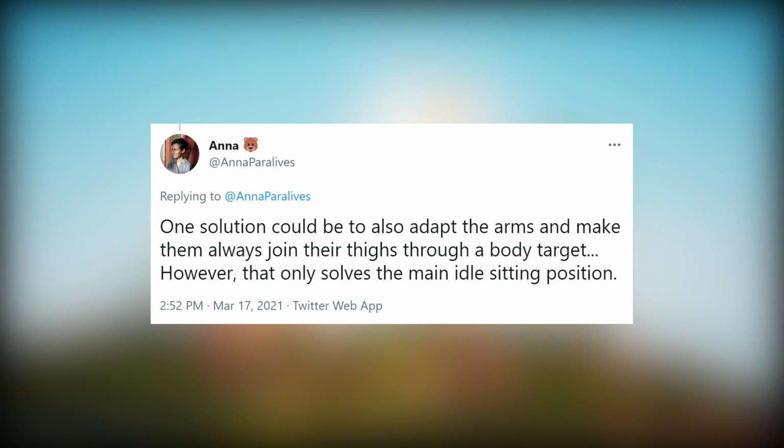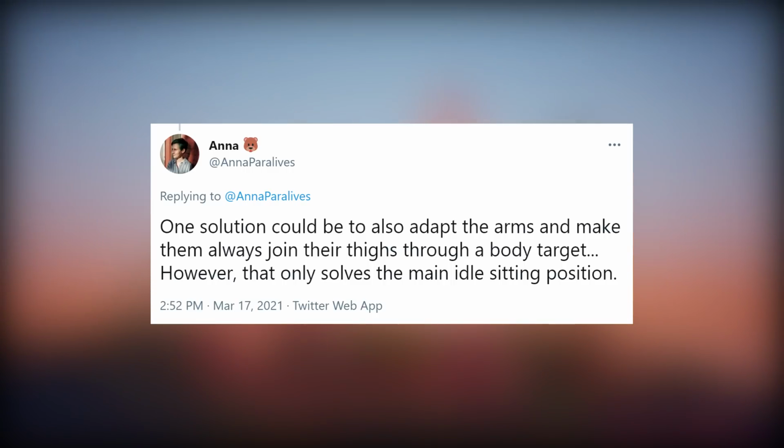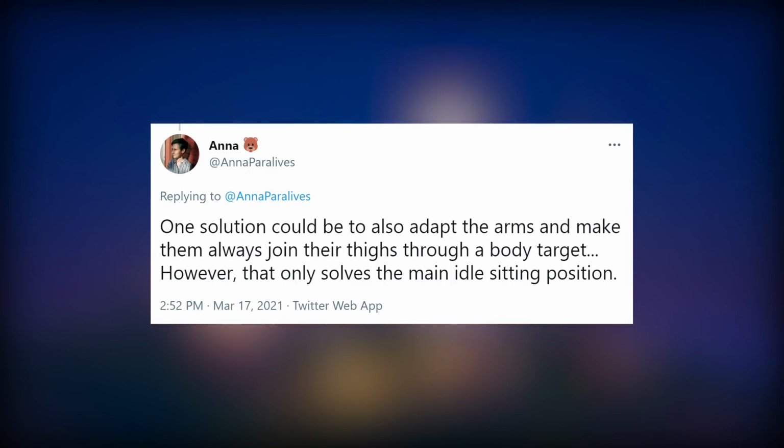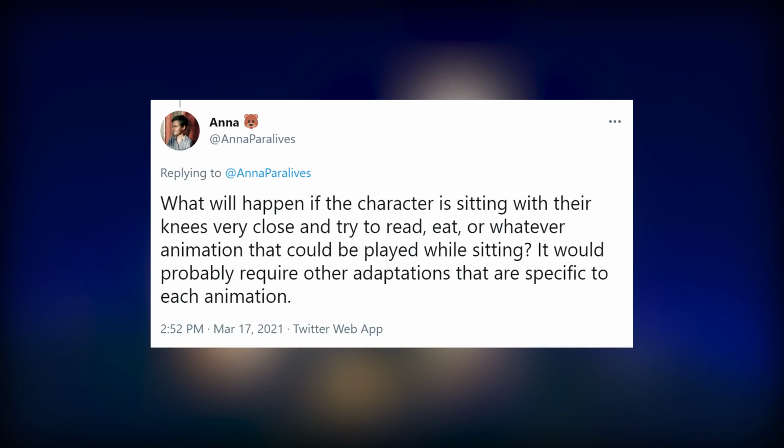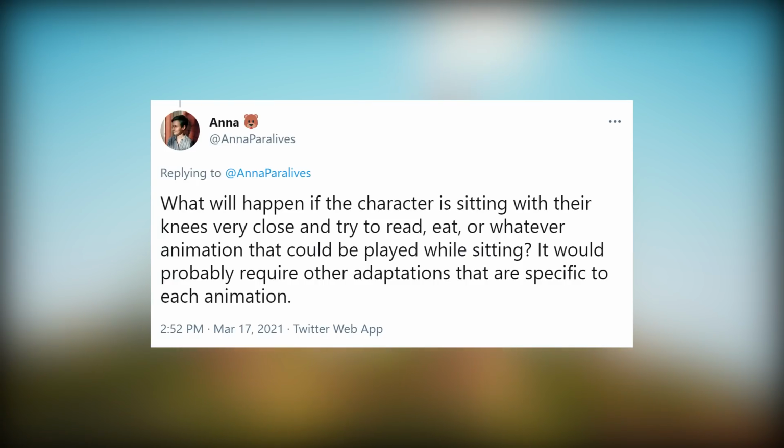One solution could be to also adapt the arms and make them always join their thighs through a body target. However, that only solves the main idle sitting position. What will happen if the character is sitting with their knees very close and tries to read, eat, or whatever animation that could be played while sitting? It would probably require other adaptations that are specific to each animation.